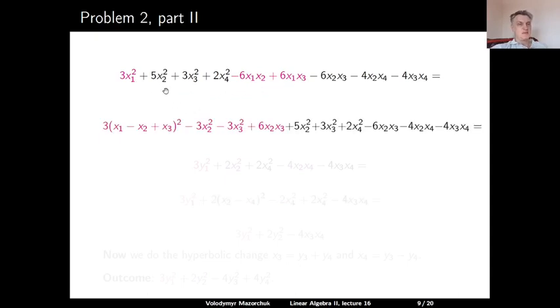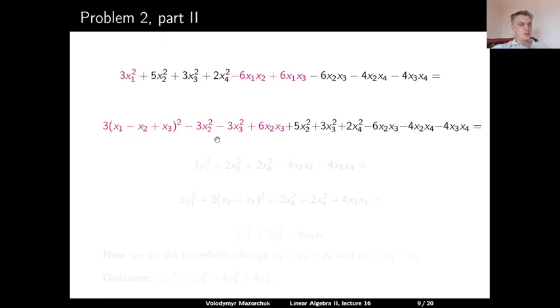So we represent it as the square of an expression. So we take 3 out of the bracket, and then we take x1 minus, so 6 divided by 3 and then by 2, just 1, minus x2 plus 6 divided by 3 and then by 2, which is plus x3. So we take 3 times x1 minus x2 plus x3 squared. When we open this square, we get all these three summands, which are marked here in magenta, but we also have some extra summands. The first one will be 3x2 squared, so we subtract it. Then we will have 3x3 squared, we subtract it, and then we will have minus 2 times 3x2x3, so minus 6x2x3. So we add the summand for the compensation.